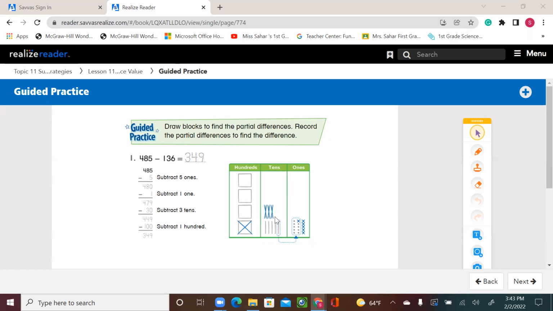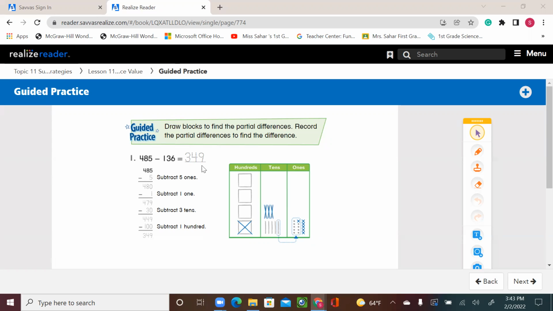So what I'm going to do, I'm going to regroup one of the tens and break it into ones. So I'm going to take one of the tens that is in a dotted circle and put it into ones over here. Now I'm going to take away the one that's left from the 6. So 480 minus 1 is 479.